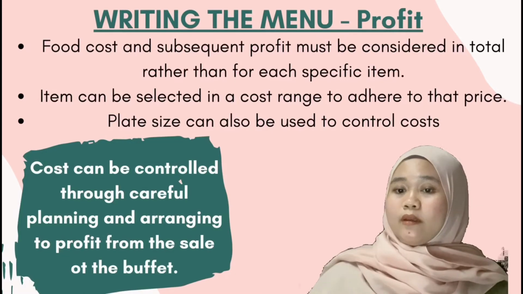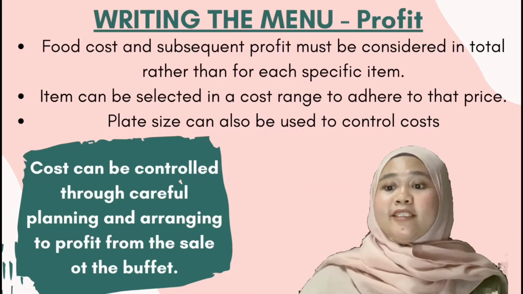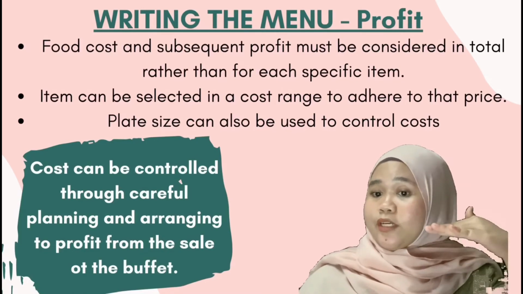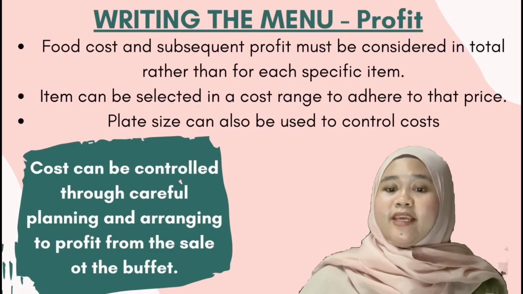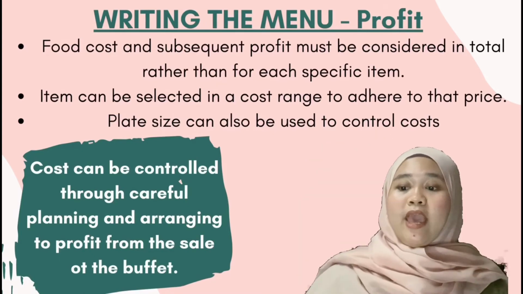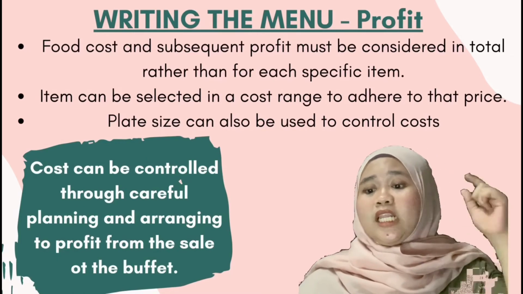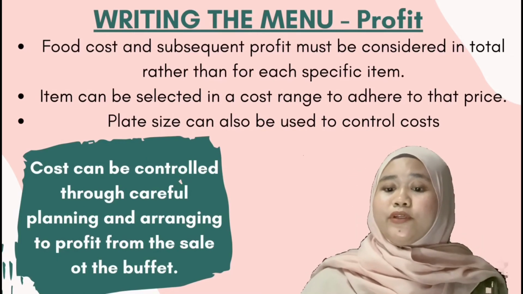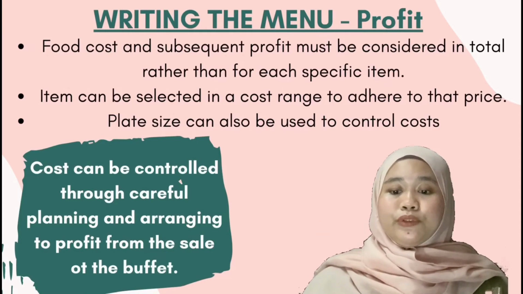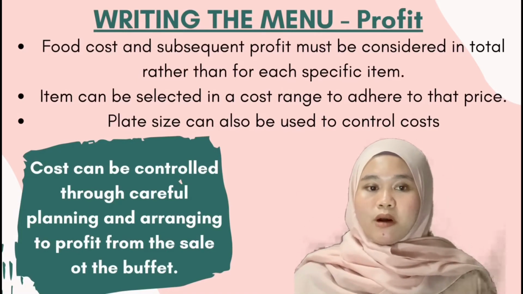Items can be selected in a cost range to adhere to that price. For example, look at the chicken. A buffet with a low price range could have chicken and dumplings, whereas the moderate price range calls for baked or fried chicken. A high price buffet may have chicken with duck sauce or chicken Kiev. In the high price range, it is not necessarily because of food cost, but because of the labor cost due to their skills. Plate size can also be used to control costs.